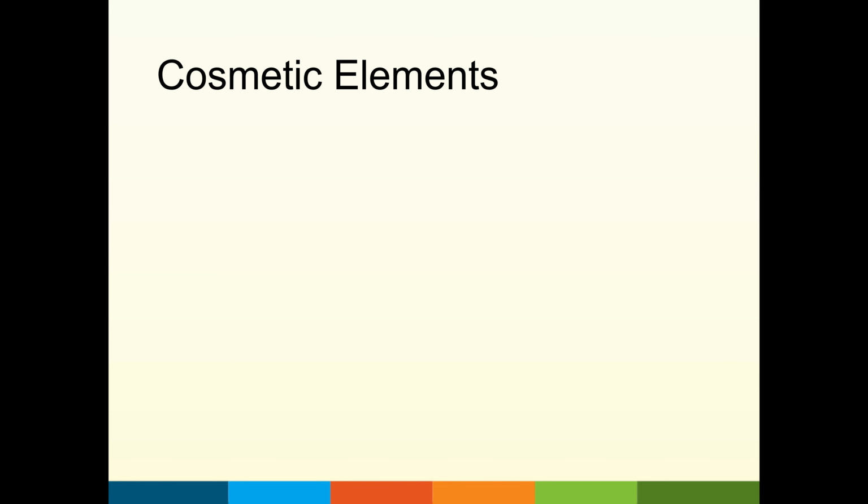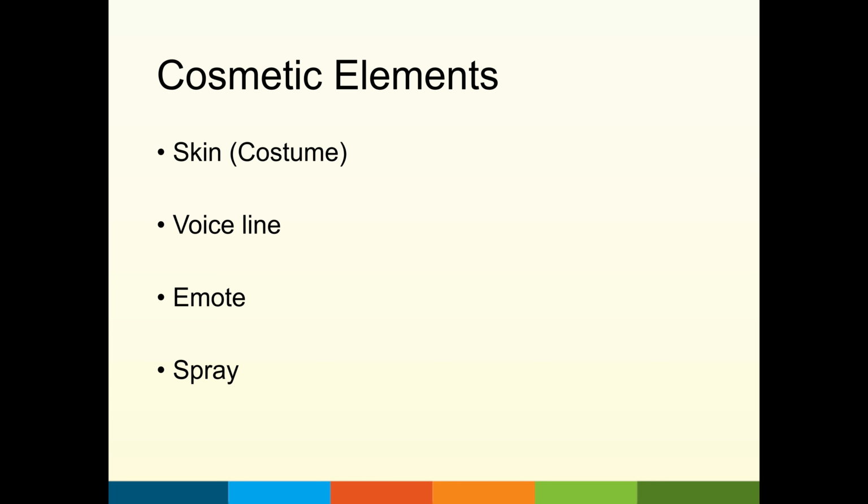Now we're going to talk more about cosmetic elements. Cosmetic elements are items that change the appearance of the game in some way. These are included in the game as a way for players to personalize their character or avatar. Some examples of cosmetic elements are skins or costumes, which is something that the character wears, voice lines, which is something that the character says, emotes, an in-game action a character can take, sometimes accompanied by a voice line, and sprays, an in-game sticker.